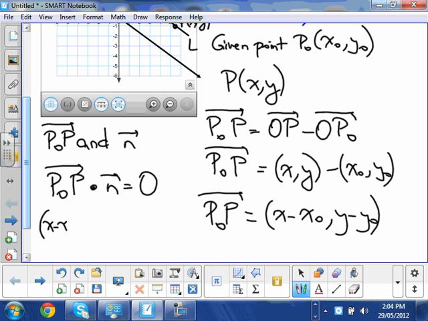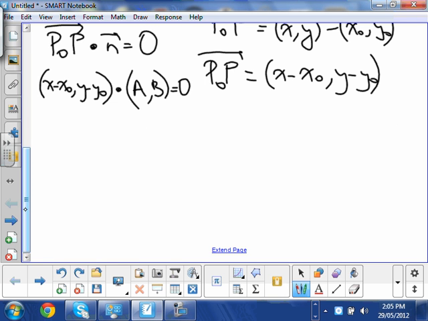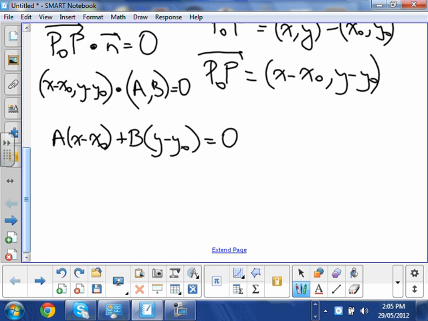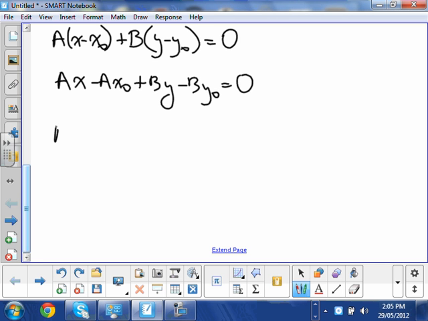The dot product of x minus x0, y minus y0, and what's the second one? n is A B, must be 0. Let's do a little bit of algebra. Definition of dot product: A times x minus x0 plus B times y minus y0 must be equal to 0. Let's expand. Ax minus Ax0 plus By minus By0 equals 0. Or, in other words, I'm going to reorder a little bit: Ax plus By minus Ax0 minus By0 equals 0.